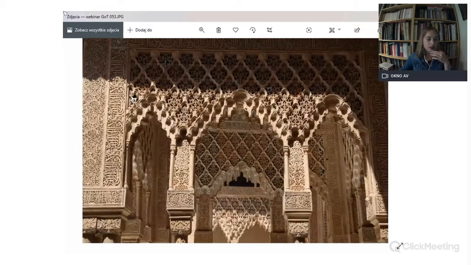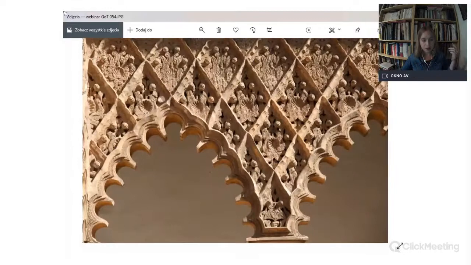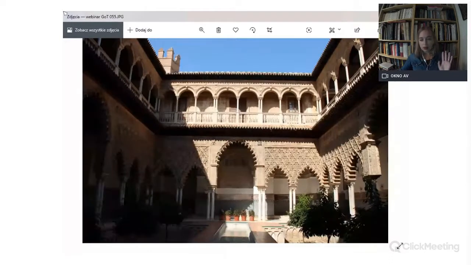Sometimes in the decorations we can observe some motifs inspired by calligraphy. They're usually just elements that look like letters, but it's not any specific text. It's just a kind of decoration. We must remember that Islam doesn't accept any depictions of animals or people, so the only decorations that were allowed are ones similar to some plants or just completely abstract ones. Here we can see the elements made of stone, but most of them are made of stucco.